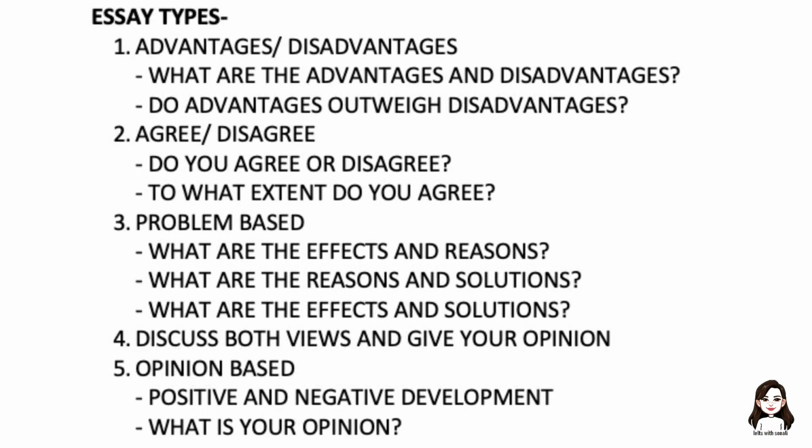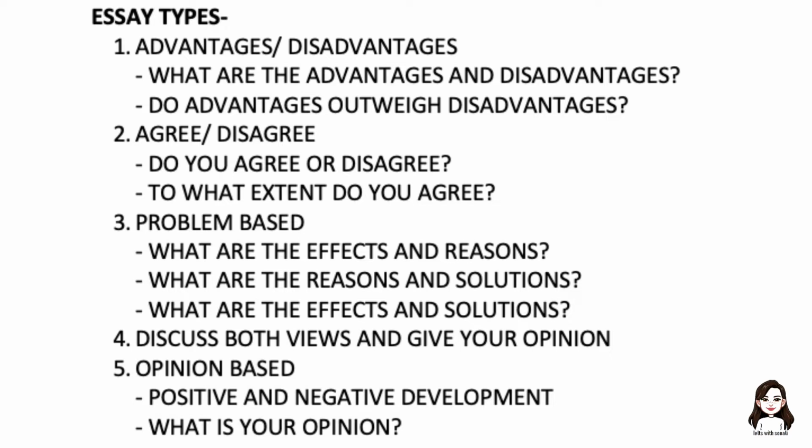Now proceeding with the types of essays that normally come in the examination. The very first point is advantages and disadvantages. They normally give you a particular topic and they normally ask about all the advantages and disadvantages of that topic. The question basically comes in two ways. That is, what are the advantages and disadvantages? In this form, you need to mention all the advantages and disadvantages, at least 2 to 3 points each, and you need to explain them as well.